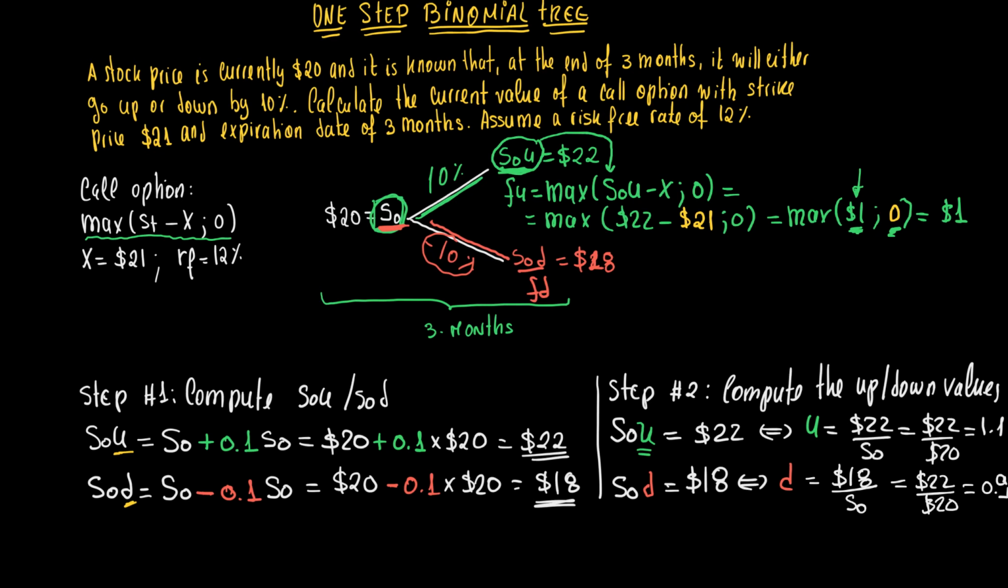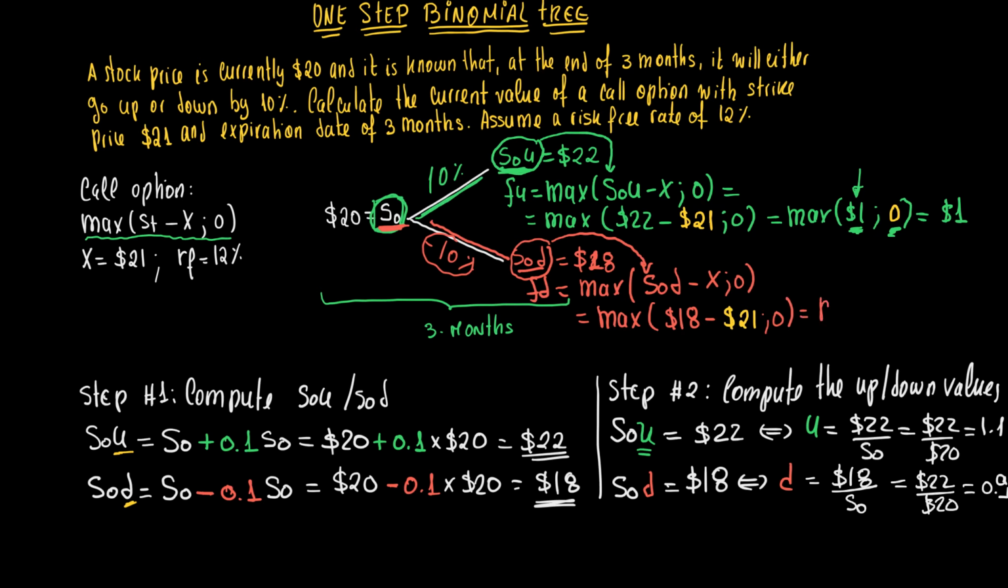I apply the same reasoning for the stock going down. For the stock going down, the payoff is again the maximum between the stock price and the strike price. The difference is that now the stock price in this situation is this one. It represents a down movement. So it's going to be the stock price going down minus the strike price, or 0. In other words, this is the maximum of $18 minus the strike price, which is 21, or 0.